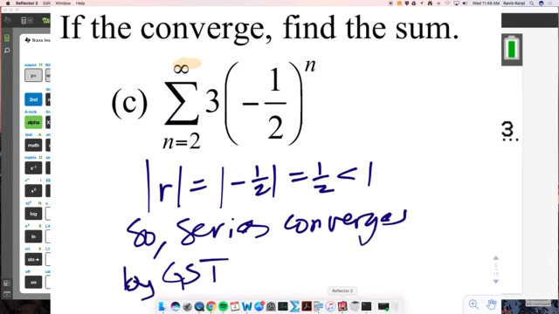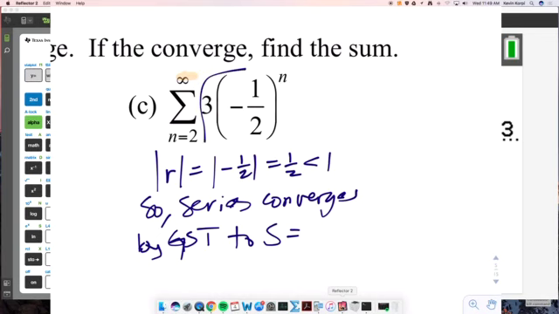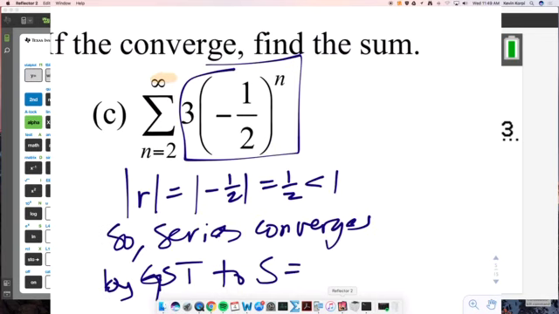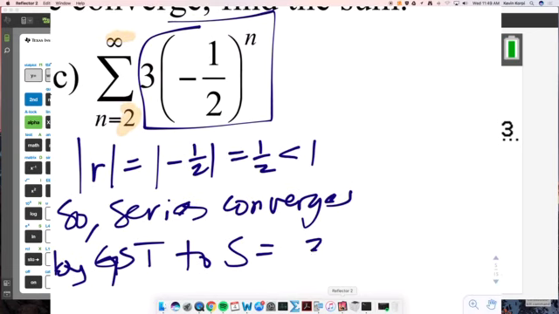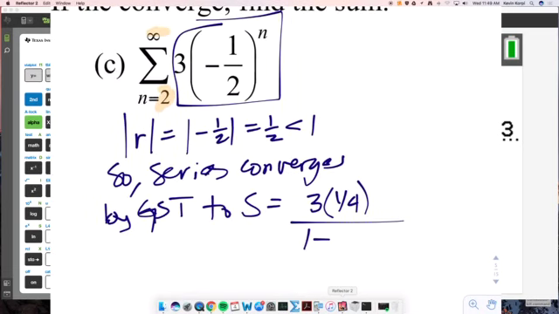by the geometric series test, the GST, to S equals, now here again we want to be careful. I did not factor the 3 out, so I'm just going to take it as is. We're starting at what? 2. So go ahead and plug a 2 in. The first term would be 3 times, what's negative 1/2 squared? Positive 1/4. So there's your first term. It goes in the numerator. All over 1 minus what? Negative 1/2.